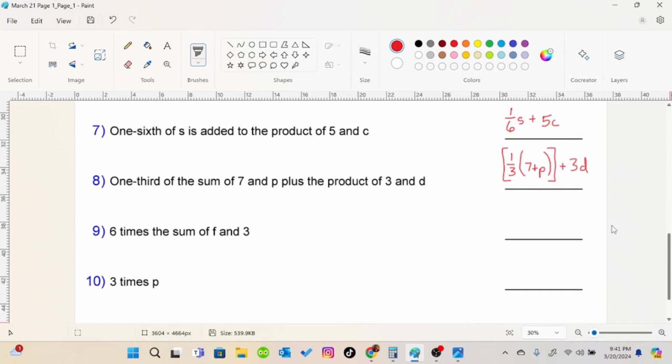Number 9. We have 6 times the sum of F and 3. And finally, number 10, 3 times P.